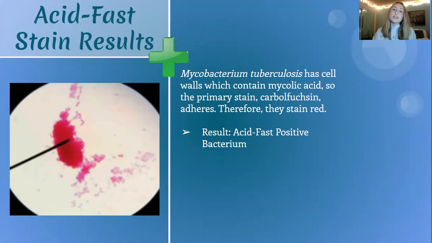Acid-fast stain results. Mycobacterium tuberculosis has cell walls which contain mycolic acid, so the primary stain carbolfuchsin is going to adhere. As you can see in the image to the left, they're going to stain red. That means that the result is acid-fast positive.